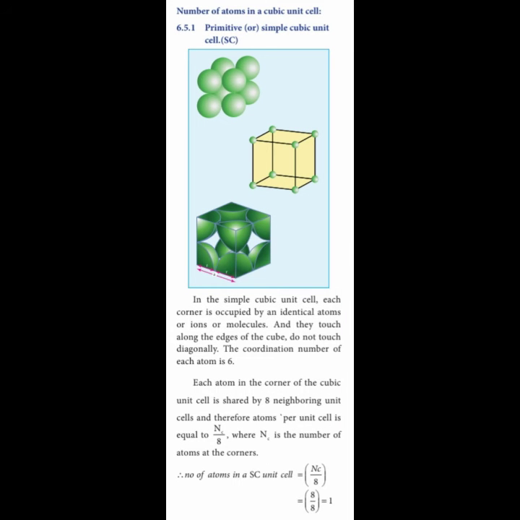First type is the primitive or simple cubic unit cell. See, only one diagram we can draw, the middle one, the yellow one is enough. In the simple cubic unit cell, there are totally 8 corners. Each corner is occupied by identical atoms or ions or molecules, that is the same type of atom should be present in all the 8 corners. And they touch along the edges of the cube, not diagonally. The coordination number of each atom is 6. That means if an atom is present at the center, it can connect to all the 6 sides. So the coordination number of each atom is 6.